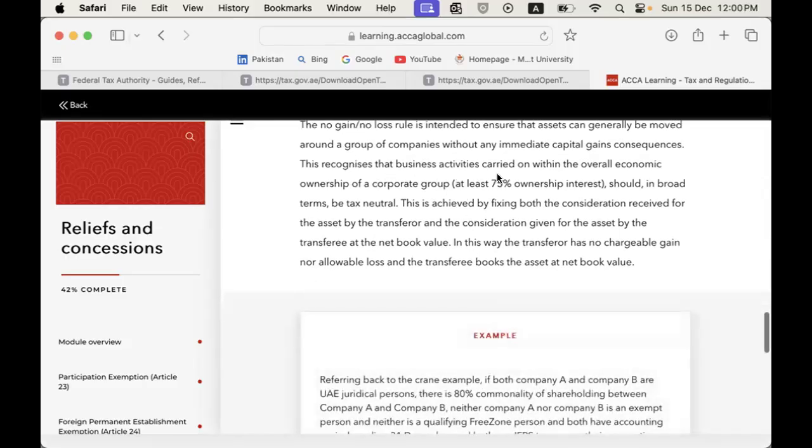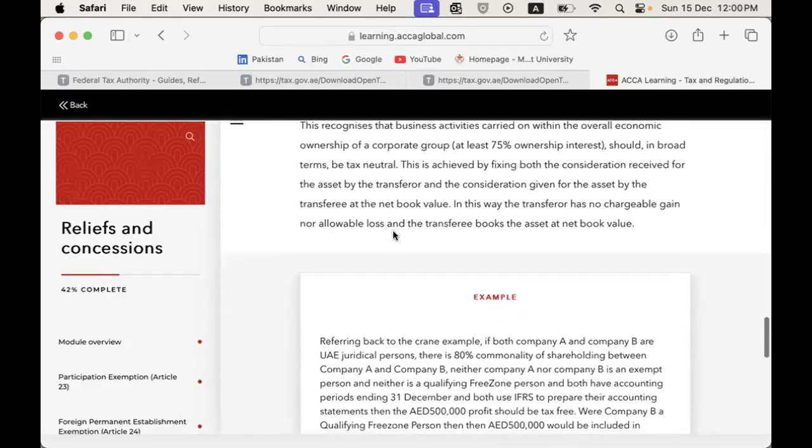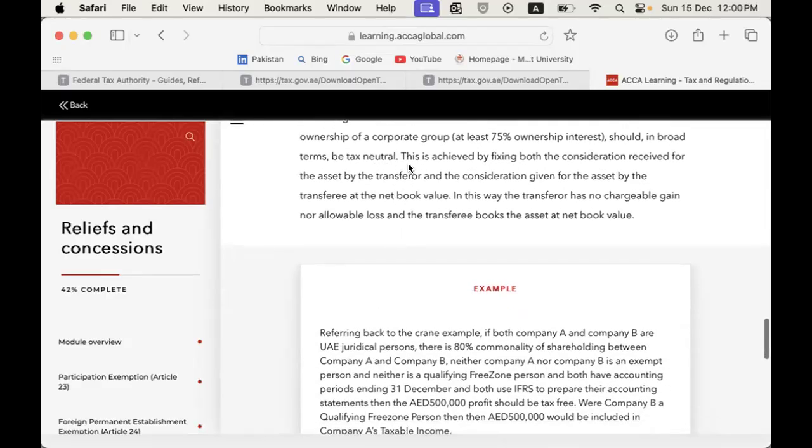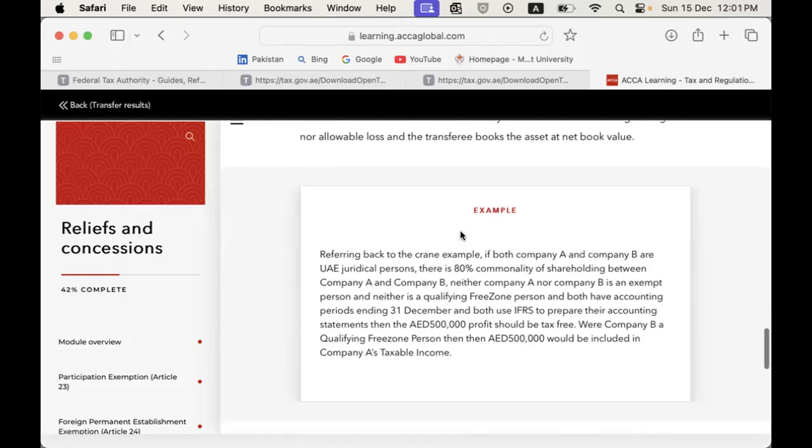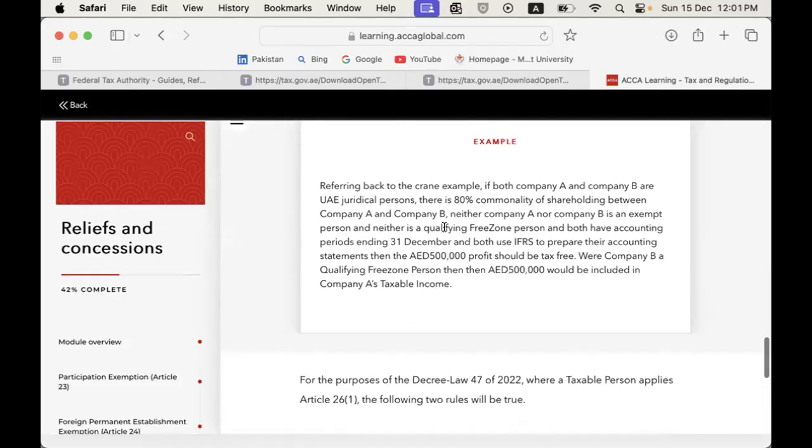This recognizes that business activities carried on within the overall economic ownership of the group should, in broad terms, be tax neutral. So that's the whole point. This is a tax neutral transaction. This is achieved by fixing both the consideration received for the asset by the transferor and the consideration given for the asset by the transferee at the net book value. In this way, the transferor has no chargeable gain nor allowable loss. Okay, let us read an example and then maybe I will ask something.